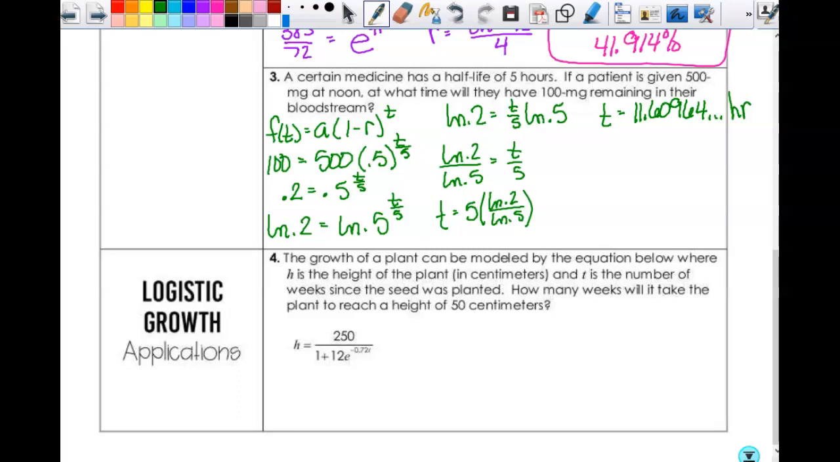At noon. So it's been over 11 hours since noon, so it's nice that it started at noon because that means it's 11 something, right? But 11 what? Do I say 11.6 o'clock? That doesn't make any sense, right? So how do I figure out what it is?